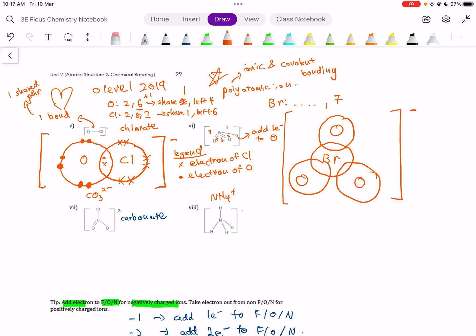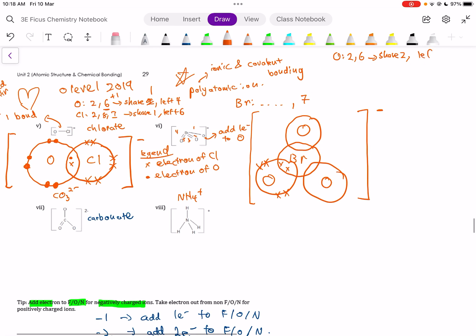So this one, okay, let's do the normal oxygen first. So for oxygen I go by crosses. 2 crosses. Okay, so oxygen is 2, 6. We'll share 2, left 4. This is the normal kind of oxygen. Okay, same thing for this one, share 2, then left 4.